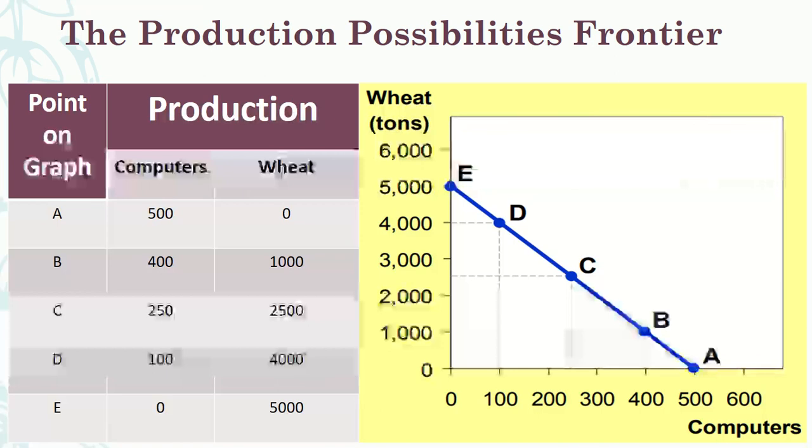So this is how you can choose to allocate your labor anywhere along this line, and this line becomes what is shown as the production possibilities frontier, and this line is known as the production possibilities frontier.